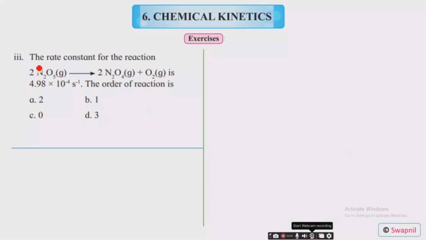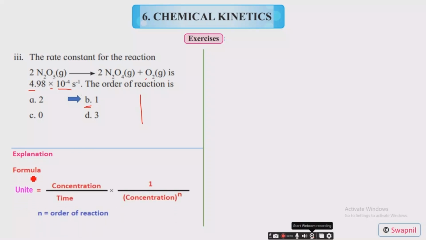the rate constant for the reaction 2N2O5 gas gives 2N2O4 gas plus O2 gas is 4.98 into 10 raised to minus 4 second inverse. The order of the reaction is, and these are the options. The correct option is option B, that is 1. So let's see the explanation for this question.